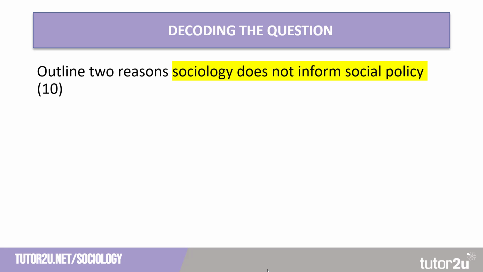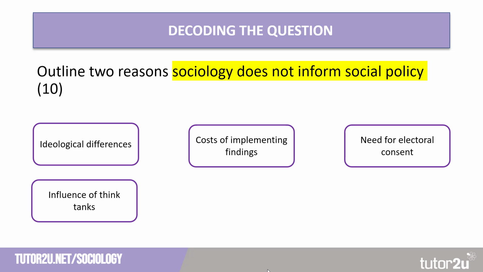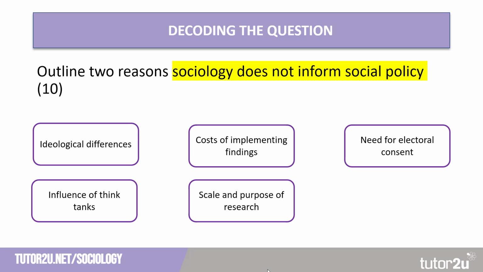And there are a number of reasons why it doesn't inform social policy that you may see across various resources. The first one is ideological differences, and this is one of the answers that we're going to focus on, ideological differences between governments and sociological researchers, the cost of implementing the findings of sociological research, the need for electoral consent, and we're going to focus on this one too, the influence of think tanks, how lots of social policy is created by think tanks and interest groups, the scale and the purpose of the research.